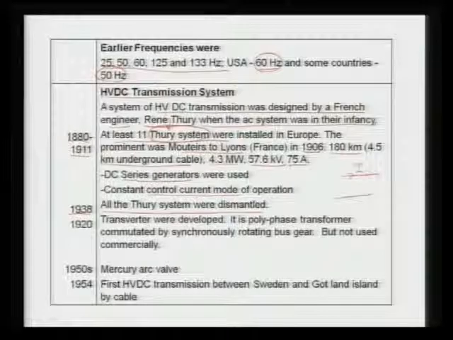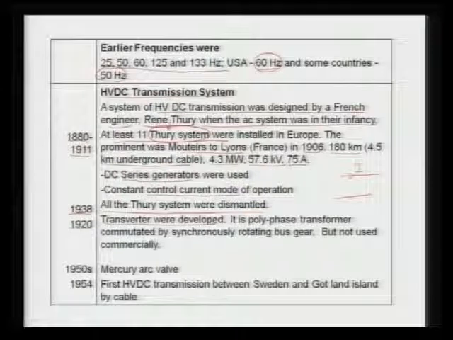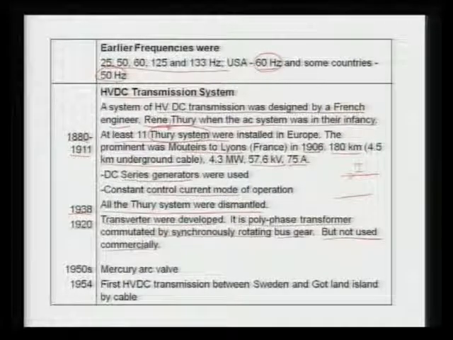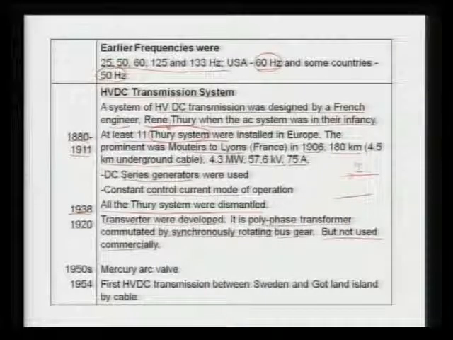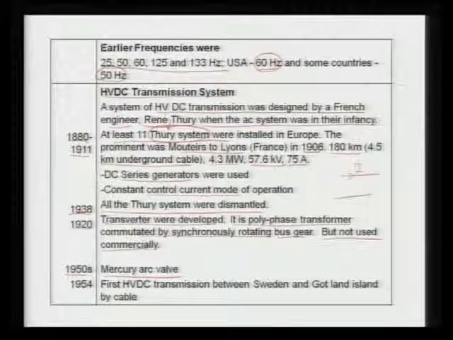Even though it was also witnessed that in 1920 the transverters, a similar type of mechanical converters, were developed, using a polyphase transformer commutated by a synchronously rotating switchgear, it was not used commercially, only for experimental and other purposes. Once Thury died, the whole Thury system vanished, and people started talking only about the AC system. Till 1950, when the mercury arc valves were developed and designed, before that we had only AC systems.